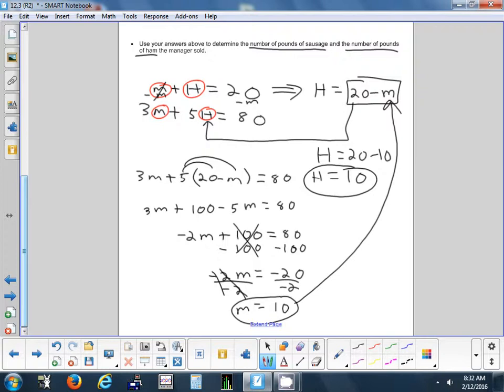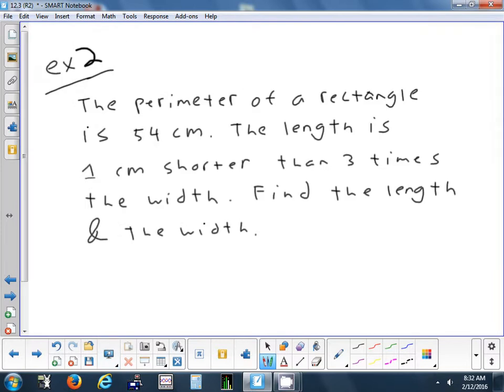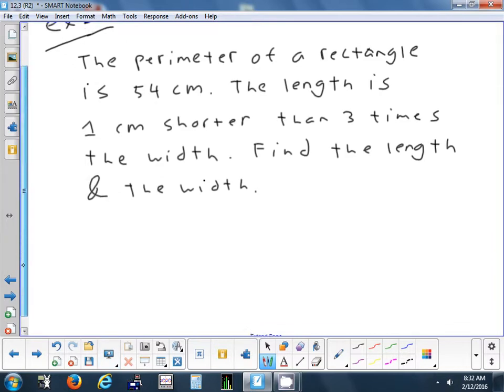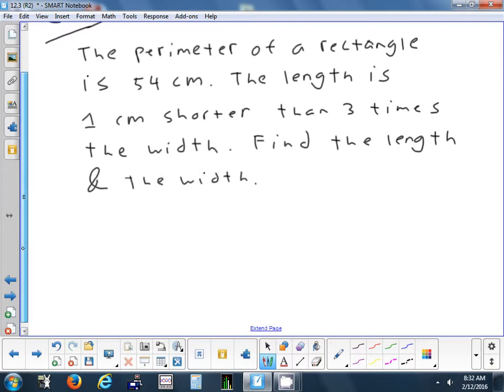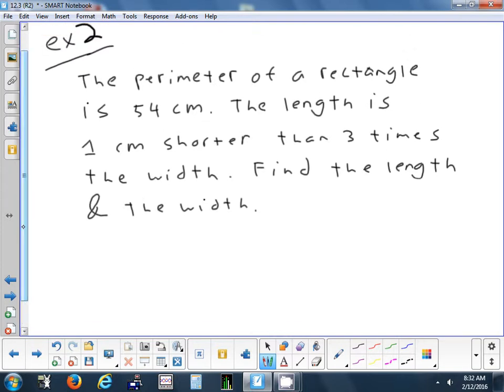If I have 30 red and yellow jelly beans, I don't know exactly how many I have, but how would I represent that? If I have a total of 30 red and yellow jelly beans, how would I set it up using two variables? R and Y. R plus Y equals 30.